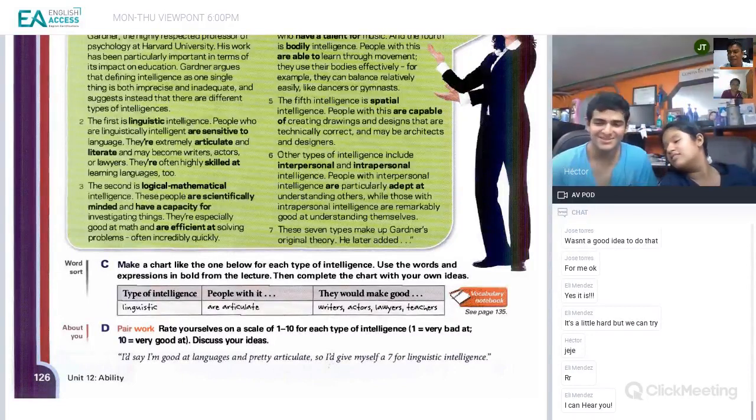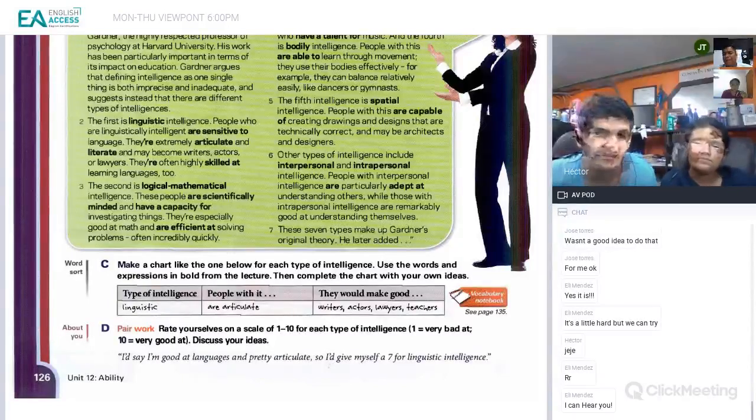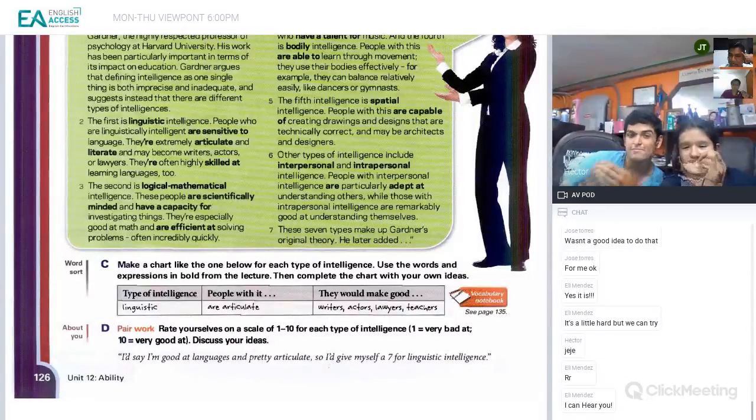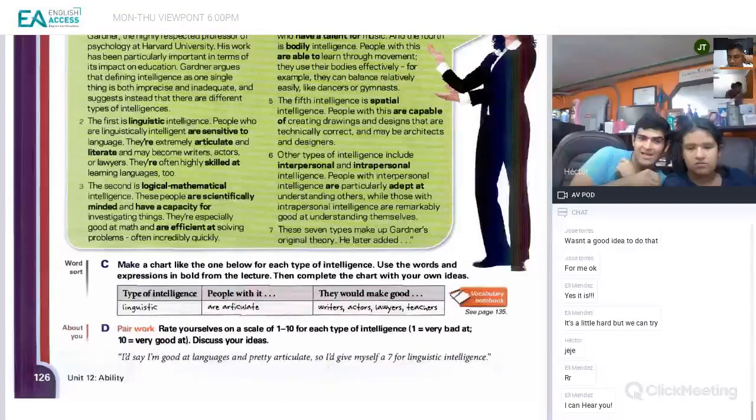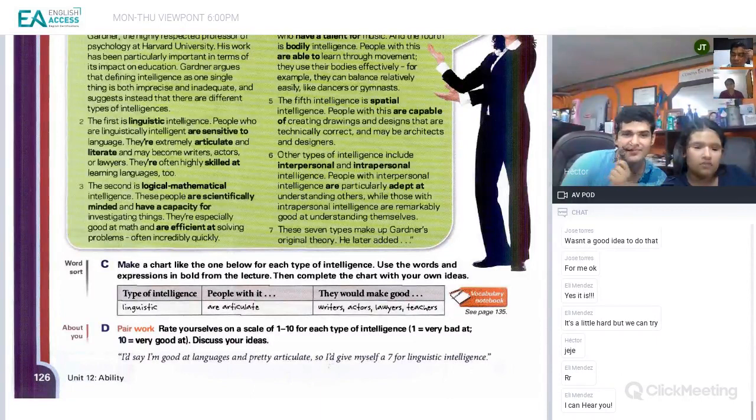Well, we try to take our class. So tell me, Hector, what type of intelligence do you have? I think the intrapersonal and a little the linguistic intelligence, and also the logical mathematical because I am good at math. Perfect. Yes, I think that's very good. What about you, Ellie?